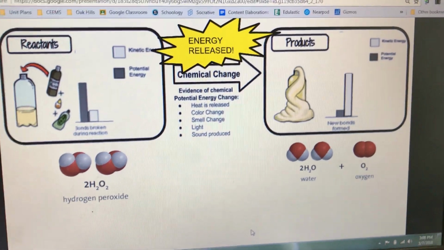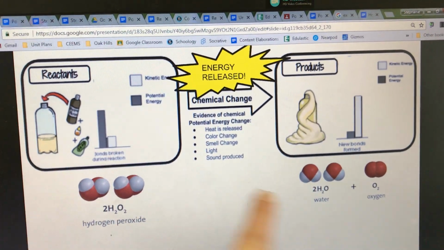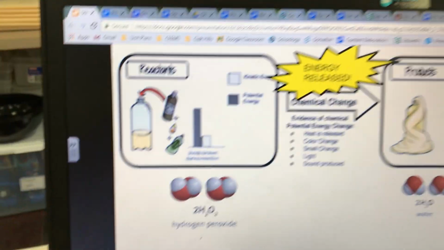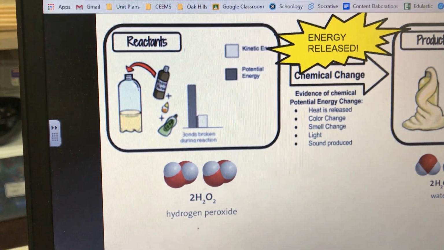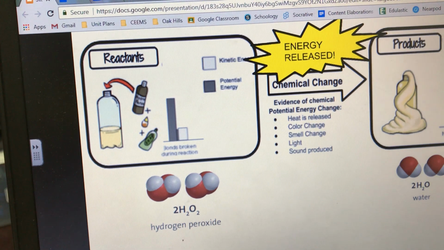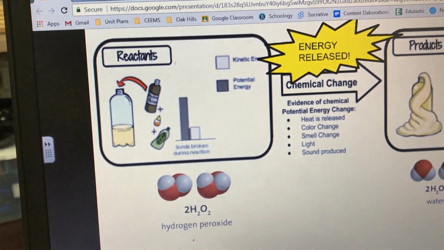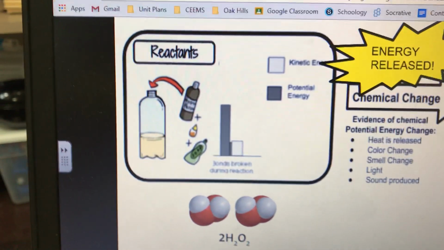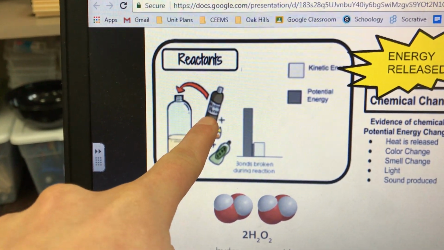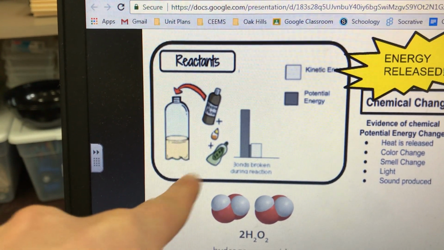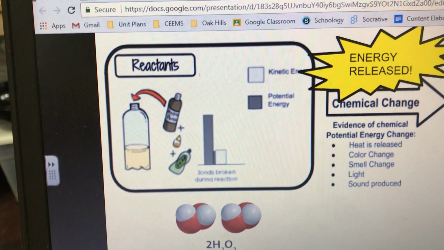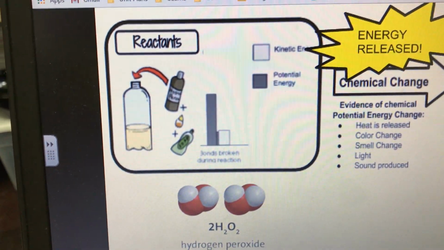Okay, so here we have reactants on the left side and then products. So let's first focus on reactants. Reactants are our ingredients that we use during our elephant toothpaste, okay? So some of our ingredients were hydrogen peroxide, food coloring, dish soap, and then yeast. Yeast is what activated the chemical reaction and got it going.